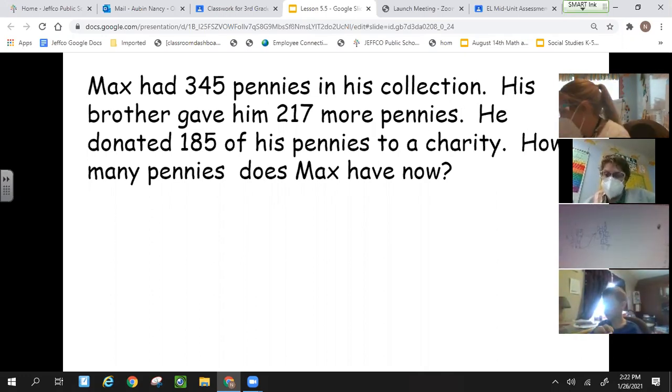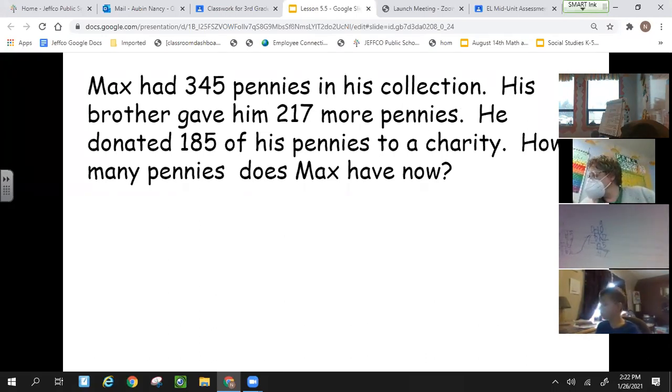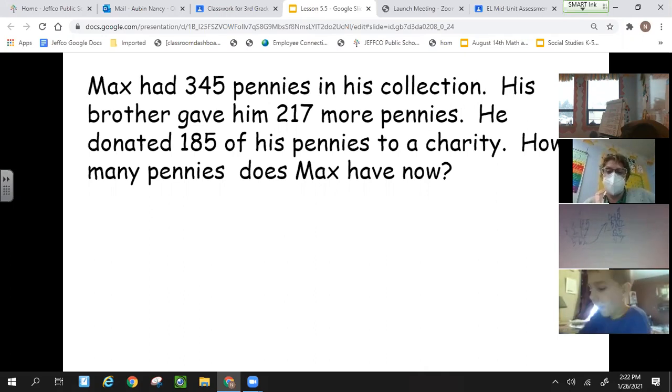Remember, this is a two-step word problem. I gave you that hint, right? So don't just do one step and think you're done. So the numbers you see up there should be on here. What numbers do you see? What did Max have? Write it down. You should have the numbers 345, 217. Those should be written down.